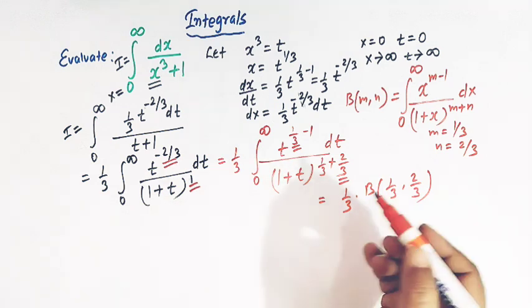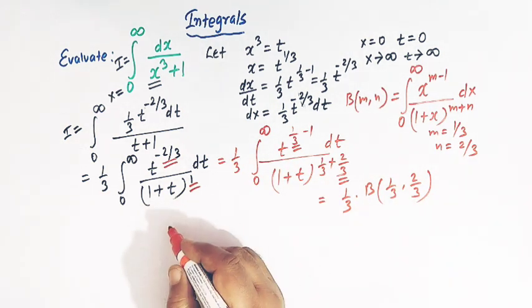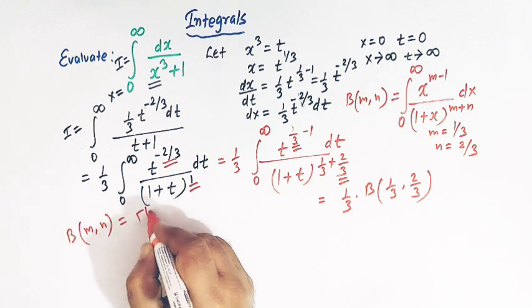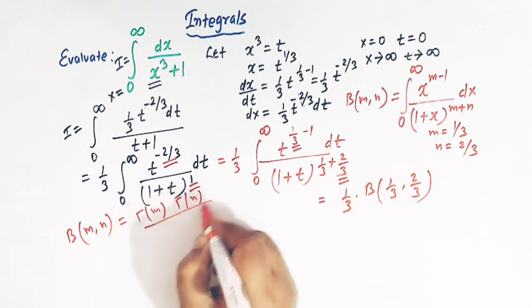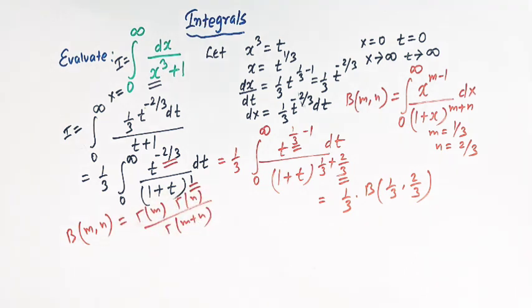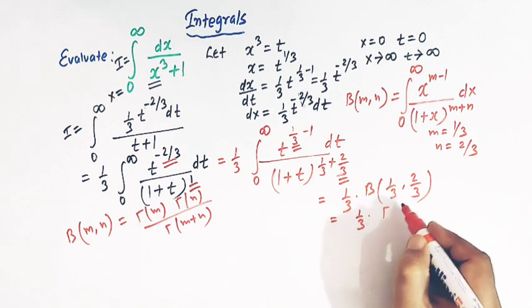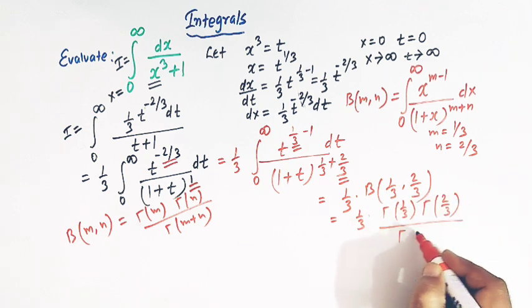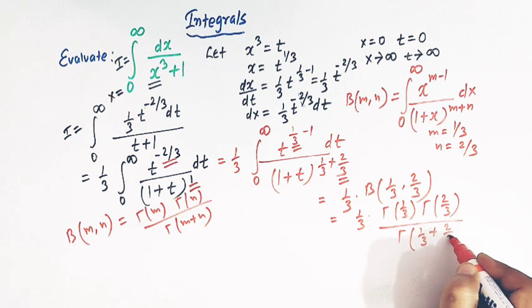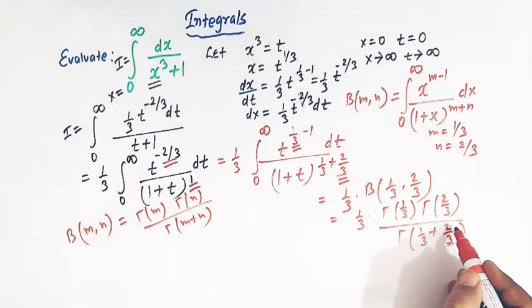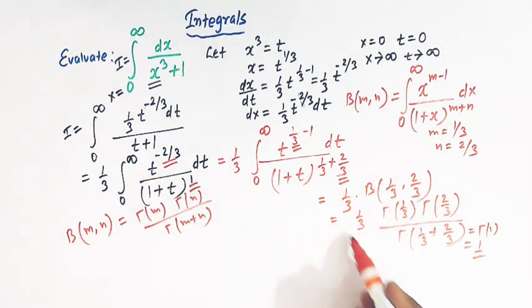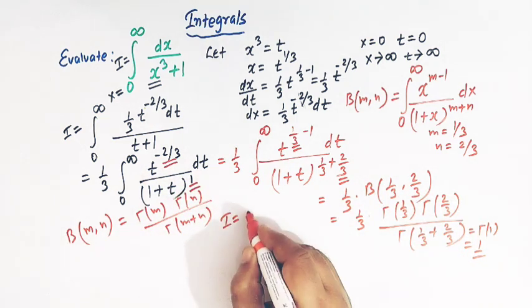So let us make use of another important relation in beta gamma function, that is beta m n is equal to gamma of m, gamma of n divided by gamma of m plus n. So here we have 1 over 3, gamma of 1 over 3, gamma of 2 by 3, and then we have gamma of 1 by 3 plus 2 by 3, right? Now see, this term is 1 by 3 plus 2 by 3, that is equal to gamma of 1. Gamma of 1 is equal to 1. So this expression is now equal to 1 by 3.